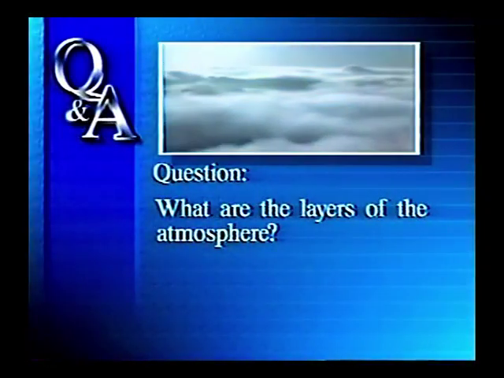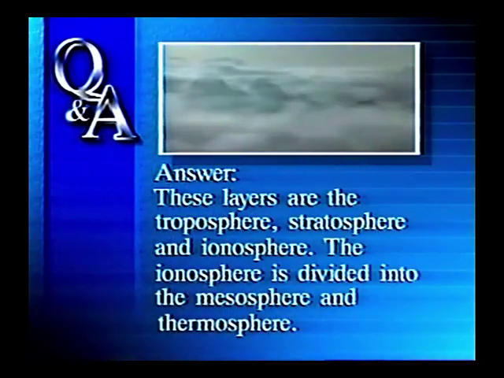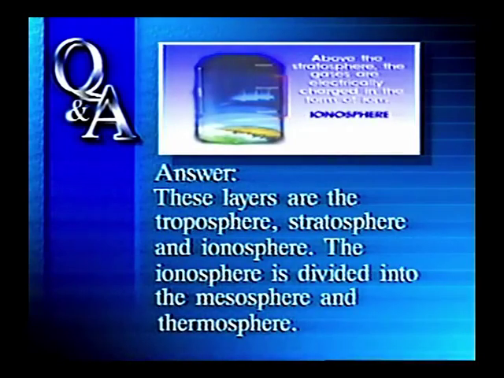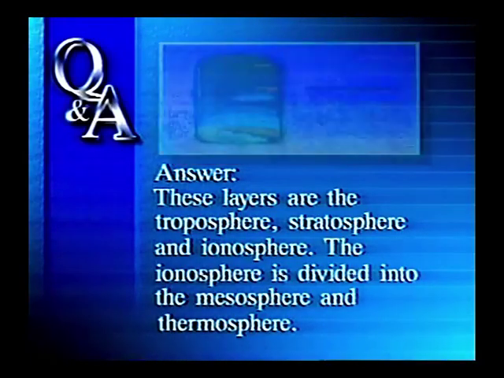Question: what are the layers of the atmosphere? Answer: these layers are the troposphere, stratosphere, and ionosphere. The ionosphere is divided into the mesosphere and thermosphere.